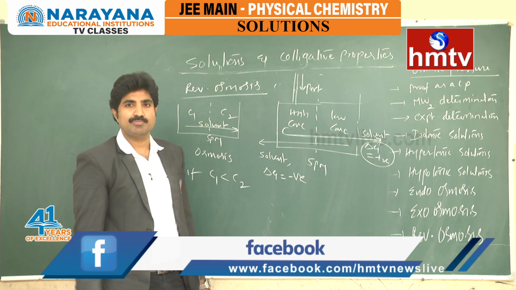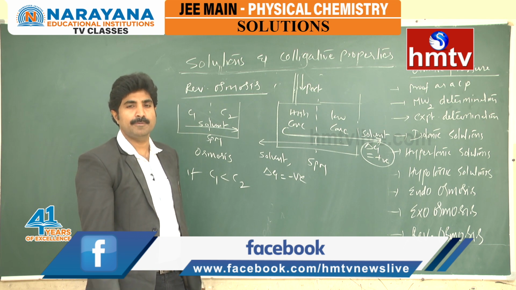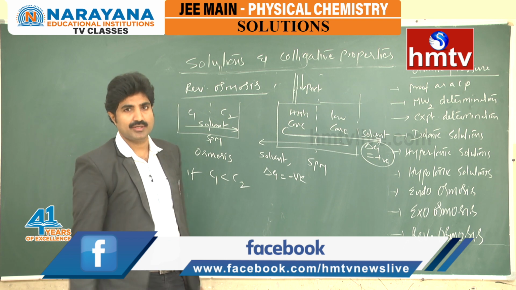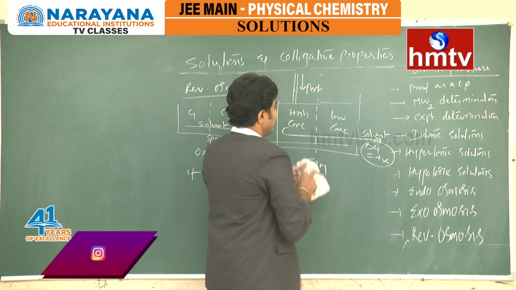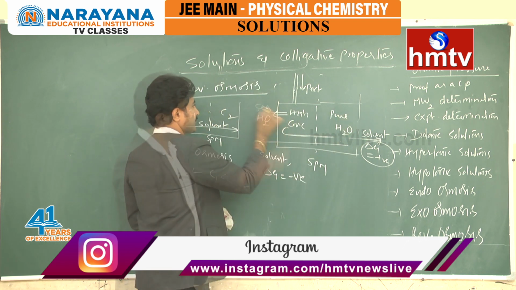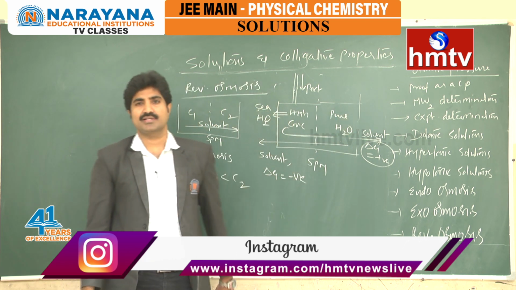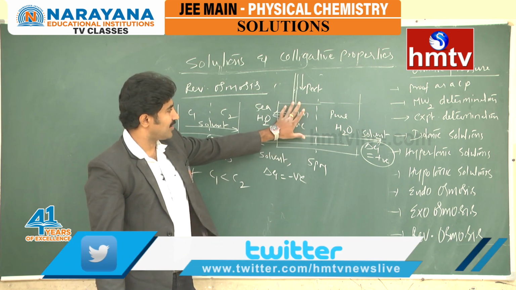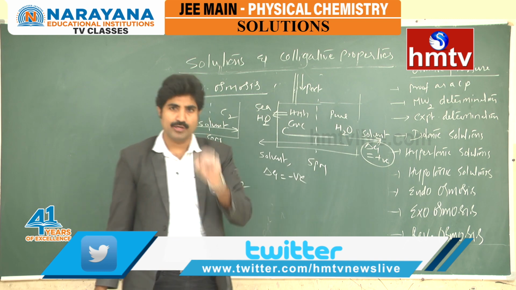Especially this reverse osmosis process is used to purify sea water to get drinking water. Suppose this is pure water and this is sea water. You know sea water has NaCl, MgCl2 electrolytes, so sea water has a higher concentration. On the second side I am taking only pure water.